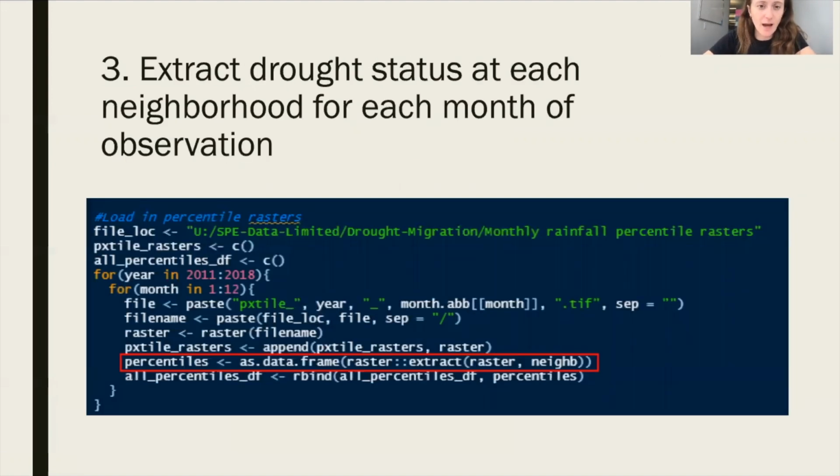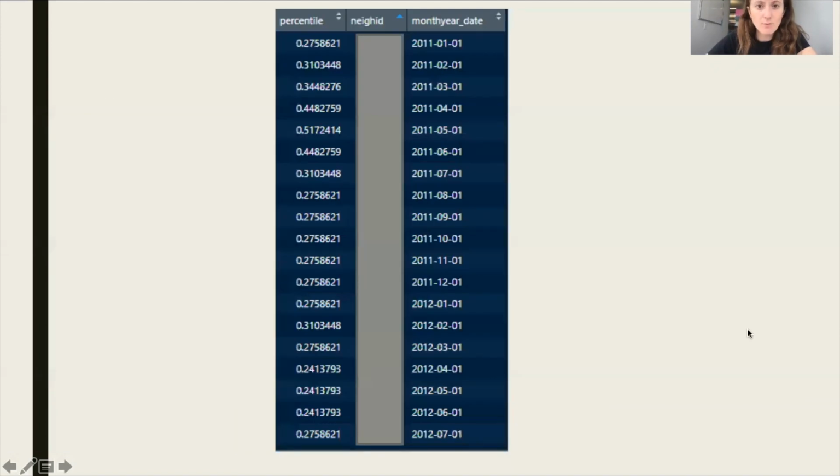And then finally, I extracted the drought status at each neighborhood for each month of observation. So for every neighborhood month combination, extracting what the rainfall percentile was in that month. And that's what this one line of code here is doing. Again, using that raster extract command that I mentioned earlier. And here I'm just showing what the data ended up looking like. So you can see that this is just for one neighborhood. So I'm not showing the neighborhood ID, but it's only one neighborhood. So now for every month, I have what the rainfall percentile was in that month. And you can see that a number of the months in this neighborhood were actually defined as drought, which was below 0.3.